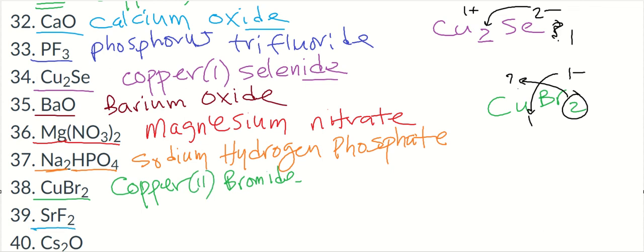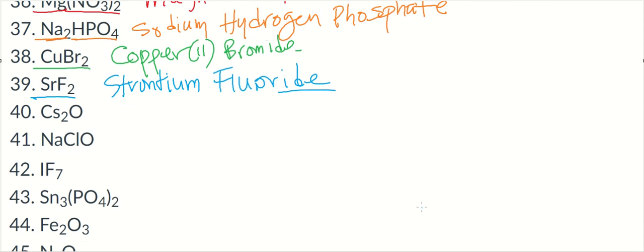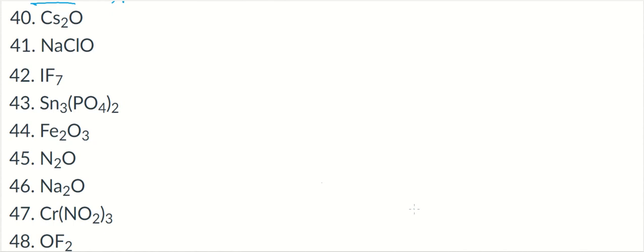Metal, non-metal, cation, anion. These are the best. Strontium fluoride. Just change the name to end in IDE. Not doing bad. Okay, another. Another cation, anion. Just write the name of the metal, cesium, and change the ending to IDE for the non-metal, oxide.